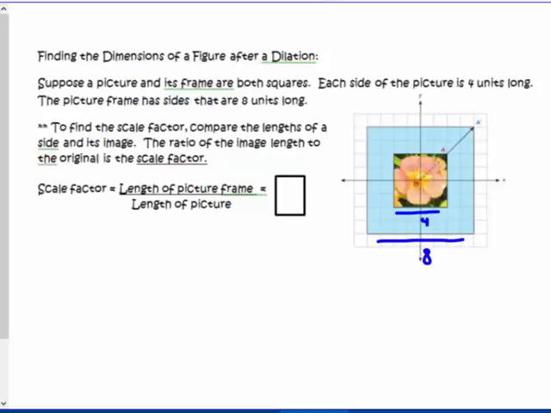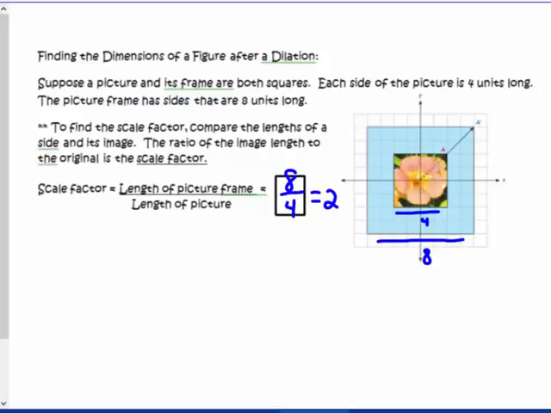To find the scale factor, y over x equals k, if you remember this from last year, compare the lengths of the side and its image. The ratio of the image length to the original is the scale factor. So the length of the picture frame, the image, meaning it's dilated out, is 8 over the length of the picture, which is 4. So the scale factor, 8 divided by 4, is 2. The frame is twice as long, right? 8 is twice of 4. So the scale factor is 2.